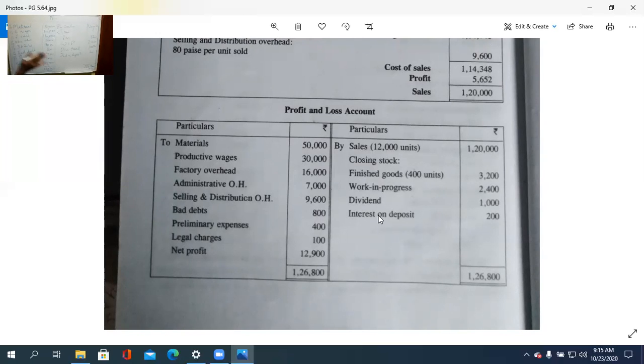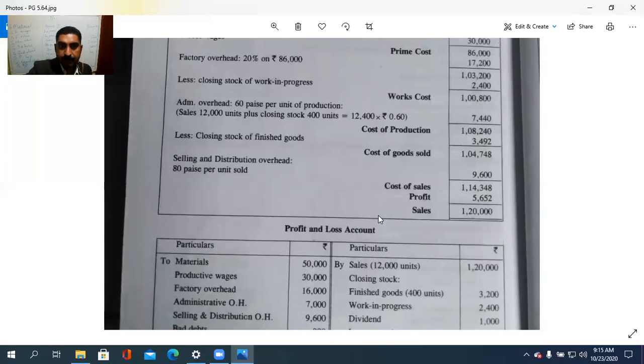See, there it is. How much? 5,652. The profit as per the cost books is 5,652, and the profit as per the financial books is 12,900. So there is a difference. So what are the differences? We need to check it. See, here itself we will check it.